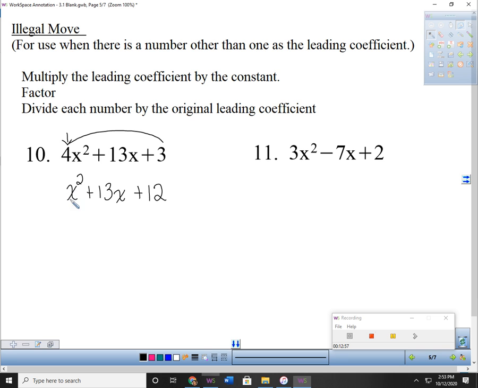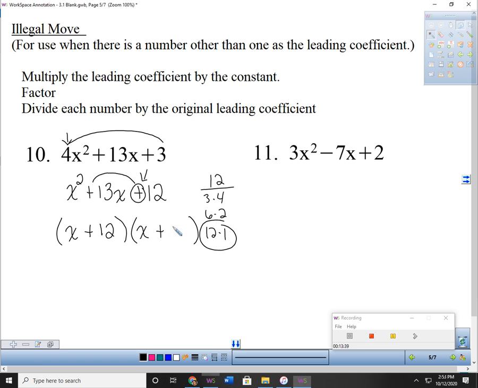So now we don't have a number up here, right? So I'm going to go ahead and factor it like we've been doing. So I look back here, and I've got a plus. So I'm going to look up front. I'm going to have 2 plus signs. And then I have my x squared, so x times x. And then I need 2 numbers that are going to multiply to make 12. So 3 and 4, 6 and 2, 12 and 1. But I need the pairing that will add to make 13. That would be 12 and 1. So it doesn't matter where I put the 12 and where I put the 1.